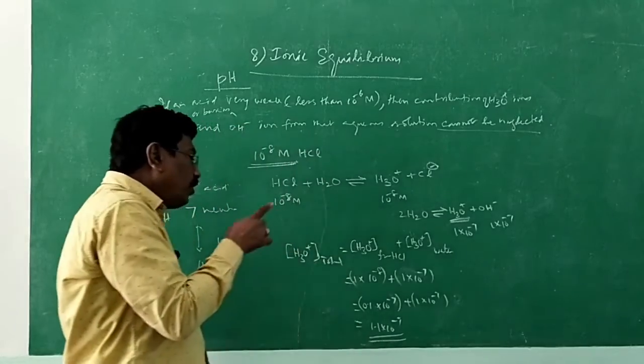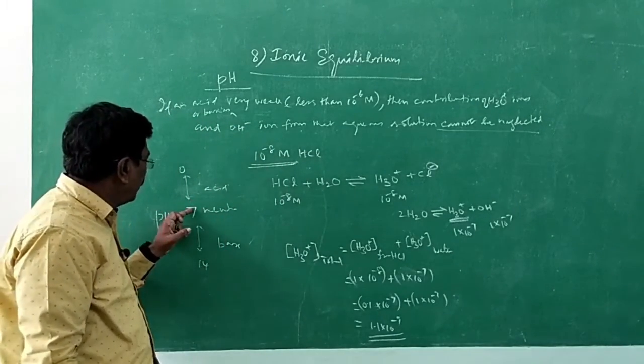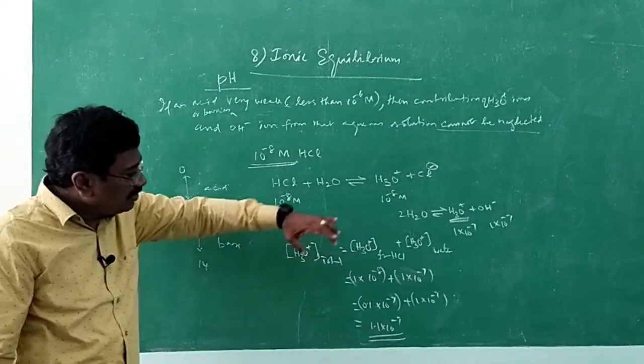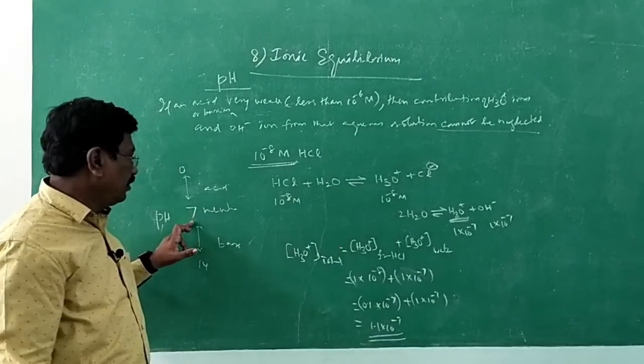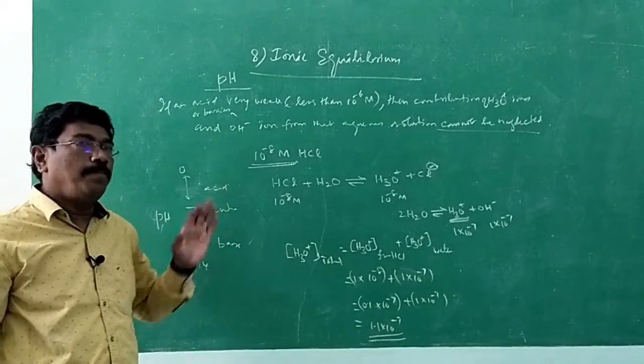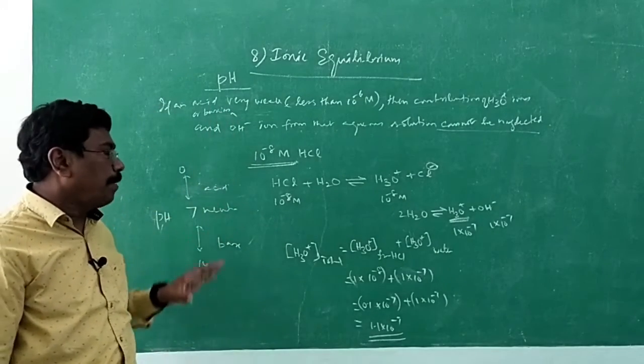Now if I do the calculation for pH, it will be slightly less than 7 and therefore it will be acidic. Earlier when we were doing this calculation, it became 8, showing that as if it is a base. It is not a base, it is an acid. Hydrochloric acid can never become a base, it is acid only.